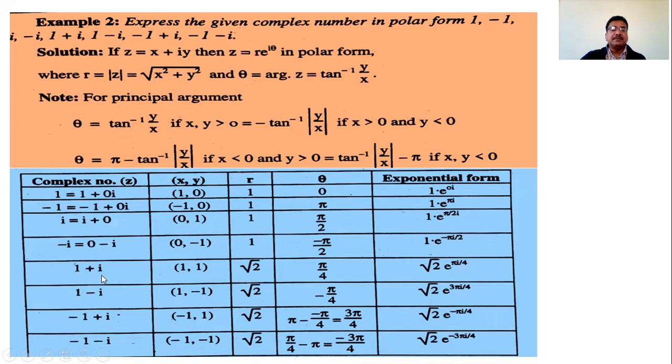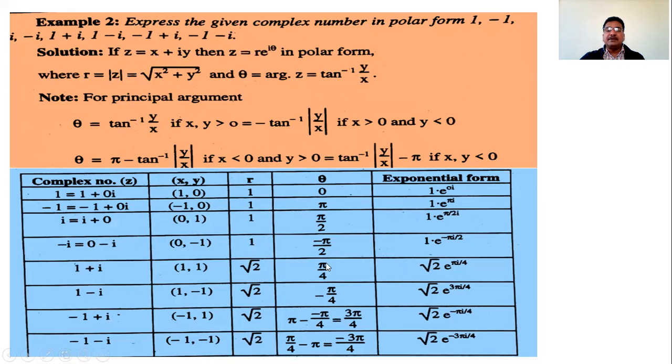First we find the modulus and argument of 1 plus i. In the xy ordered pair form, it is (1, 1). So what is r? R, the modulus of that number, is root of 1 square plus 1 square. By using this formula, r is mod z, that is root of x square plus y square. x is 1, y is 1. That is root 2. Modulus is root 2.